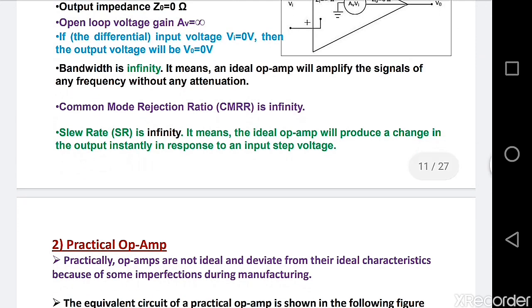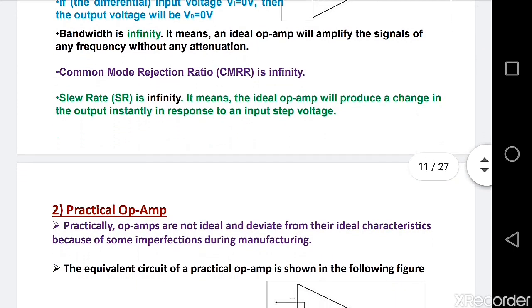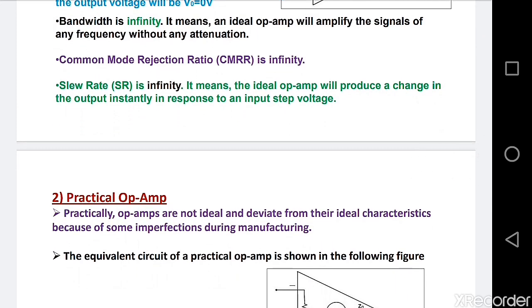Next, common mode rejection ratio. In ideal op-amp, common mode rejection ratio is infinity. Slew rate. In ideal op-amp, slew rate is also infinity. It means the ideal op-amp will produce a change in the output instantly in response to an input step voltage.